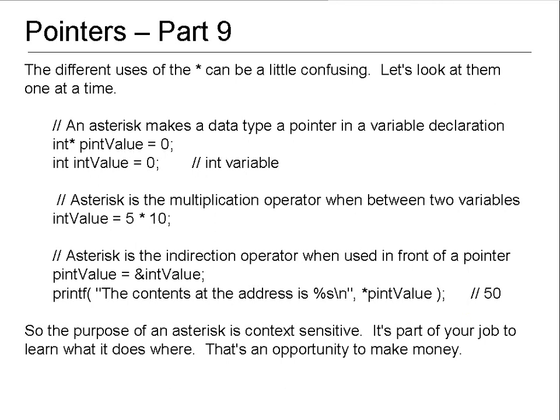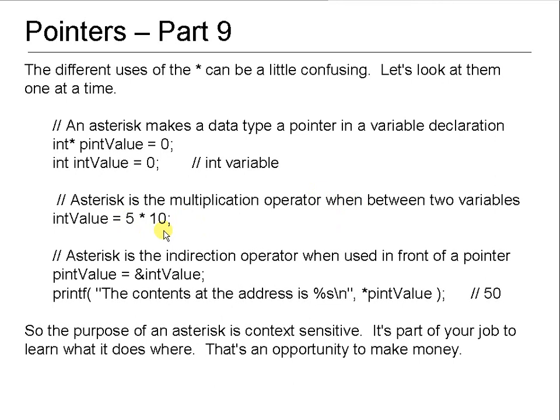So the different uses of the asterisk can be a little confusing. Let's look at those uses one at a time. Now, an asterisk makes a data type a pointer to the data type when it's used in a variable declaration. So as we can see here, if I put the asterisk there, that modifies the data type and it changes from integer to an integer pointer. Now, an asterisk is the multiplication operator when it's used between two variables. So 5 times 10. That's a second use for it.